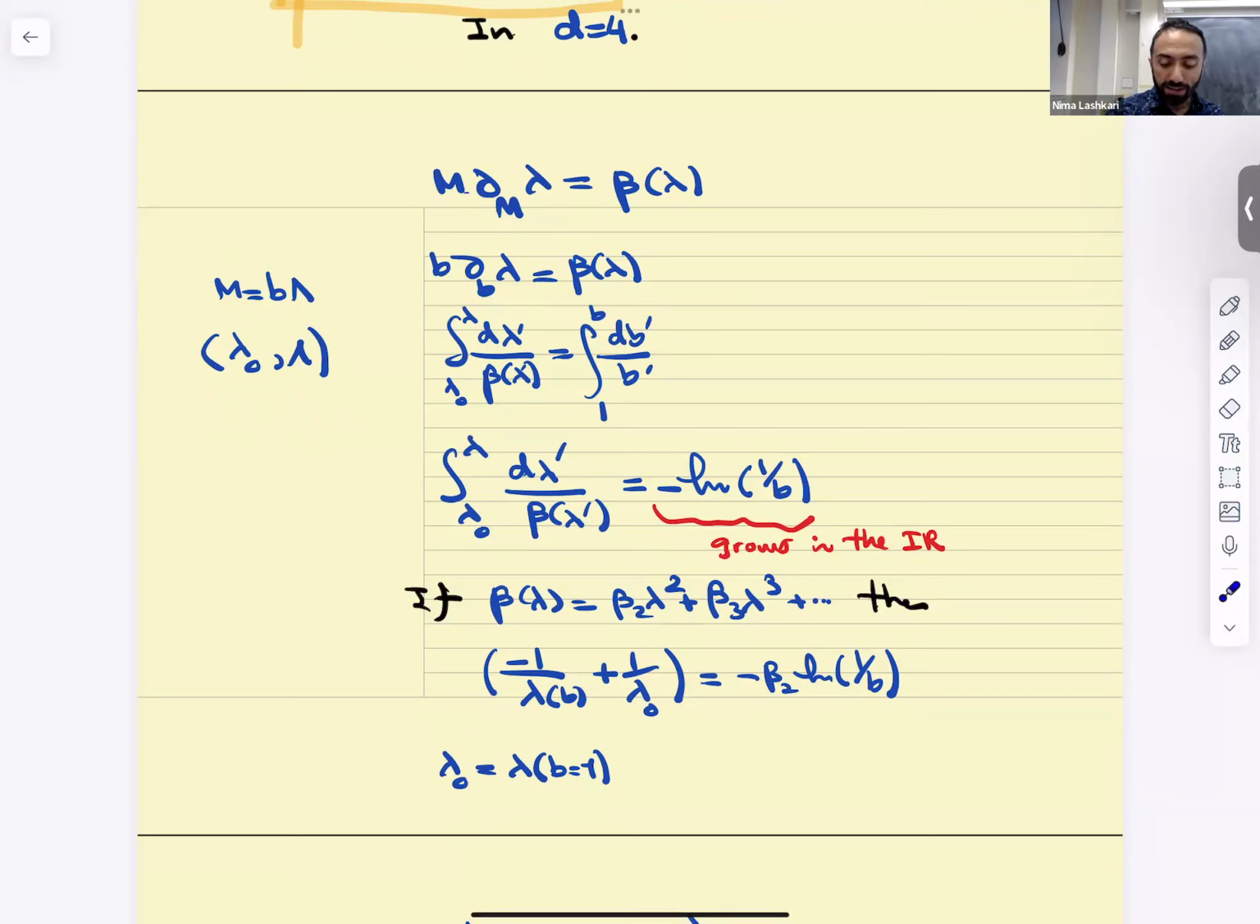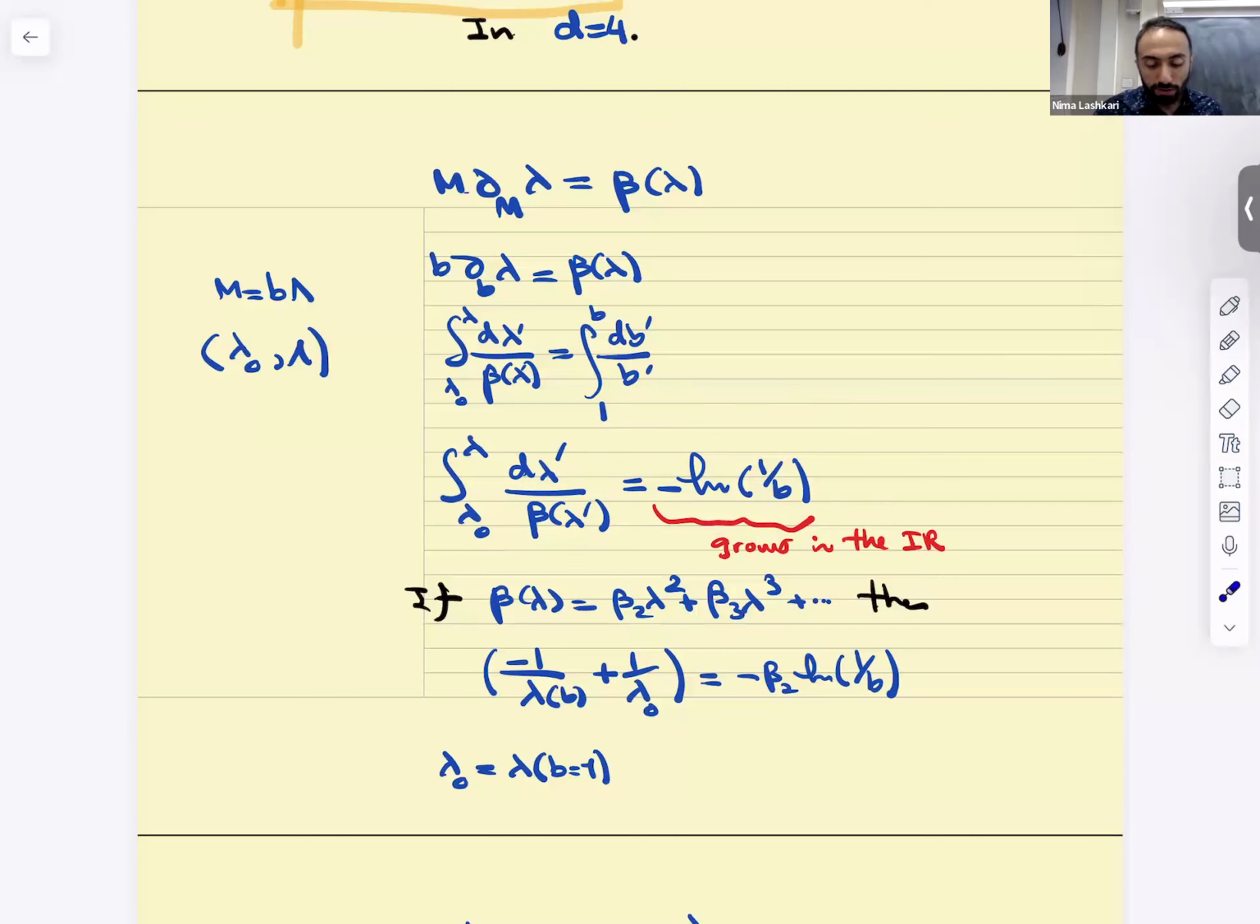Let's integrate. On the left side, I end up with the integral from lambda naught to lambda of d lambda prime over beta of lambda prime, which is minus log of 1 over b. I write 1 over b because b was less than 1, and I want to write the log of something larger than 1, so that it's positive. So now this clearly is negative.